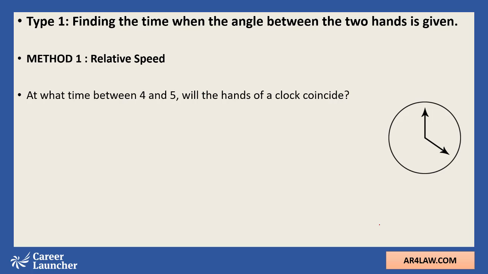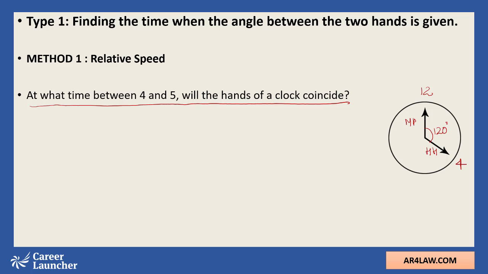Okay. So here we have a question: at what time between 4 and 5 will the hands of the clock coincide? So we will start this question. Method 1 is talking about the relative speed. We will start this question by looking at the scenario at exactly 4. At 4 o'clock, the hour hand is exactly at 4, whereas the minute hand is at 12. The angle between them is 120 degrees. We know each division is 30 degrees, so there's a difference of 4 divisions here. The angle should be 120 degrees.